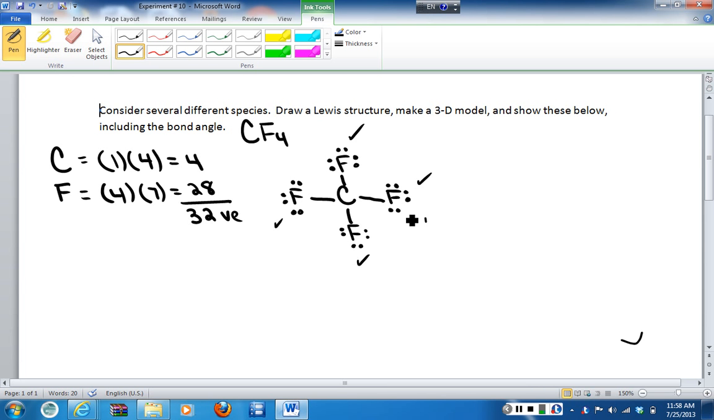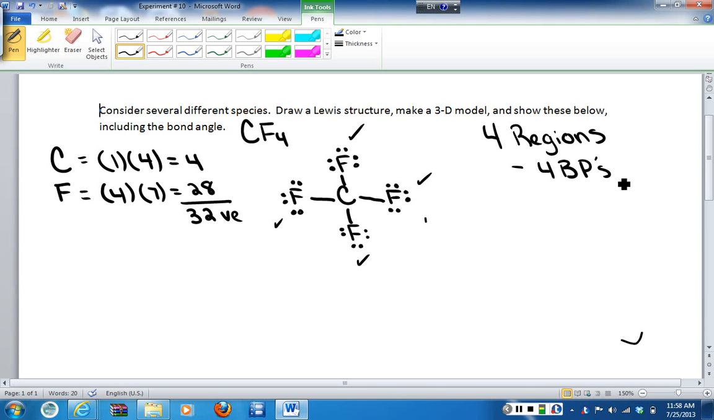Now, in terms of the 3D model, we have to look at the central atom and ask how many regions of electron density are around the carbon. And what we see here is that there are 4 regions around the central atom. And when we consider 4 regions, we have to look at what kind they are. Are they all bonding? Do we have any lone pairs? What you see from the Lewis structure is that all of the regions of electron density around the carbon are bonding. So we have 4 bonding pairs.